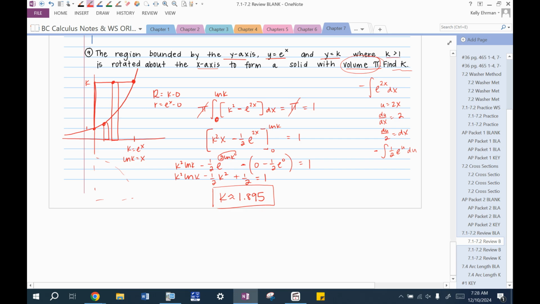All right, so that was kind of a challenging problem, mostly just because of some of the pre-calc stuff we had to remember. But yeah, the general concept was set up the area, set it equal to pi, and start solving.